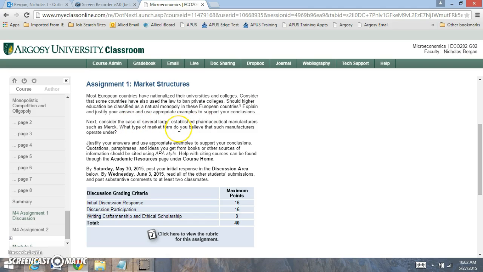Next, consider the case of several large established pharmaceutical manufacturers such as Merck. What type of market form do you believe such manufacturers operate under? For that question, make sure to focus on the use of patents and trademarks that allow them to produce the product for an established amount of time.